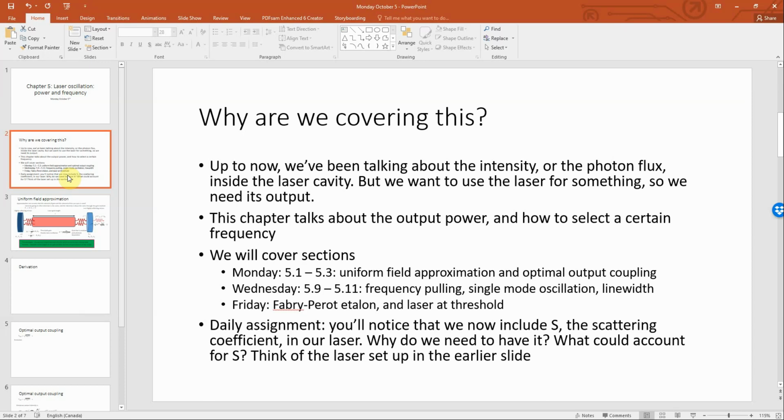So the daily assignment is that when we go through this derivation for optimal coupling, we've included S, the scattering coefficient, in our laser. Why do we need to have it now? Why didn't we have it before? What could account for S? So what could be instances of causing scattering? What part of the laser is going to be causing these scattering events? So think of the laser setup, okay?